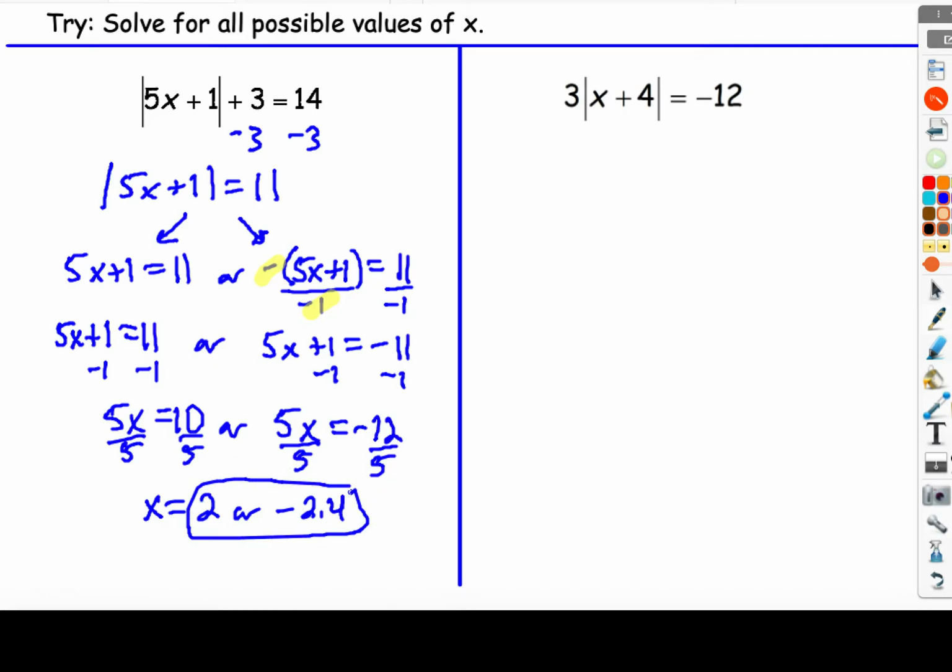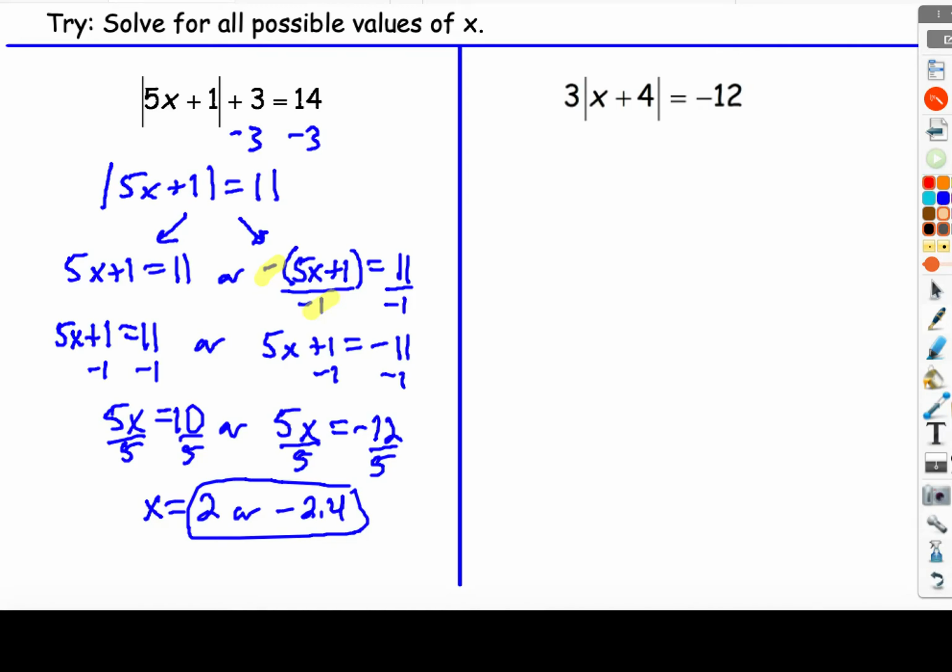And in fact, it's actually easier to check. If you take your numbers and plug them back into your equation, we want to check and make sure that we would actually get that 14. So let's take 2 and plug it in. 5 times 2 would have been 10, plus 1 would make 11. The absolute value of 11 is 11. And 11 plus 3 is 14. I would say that that answer checks.